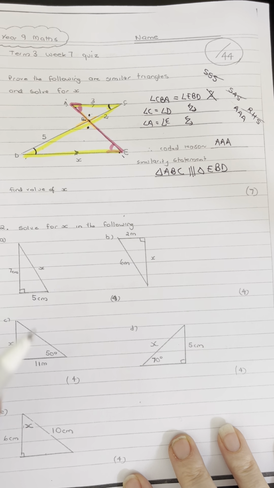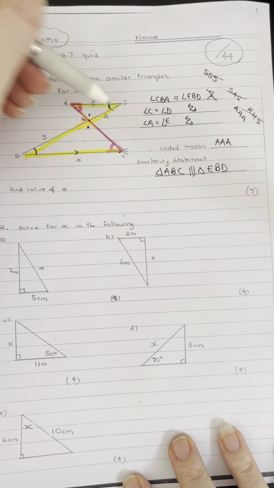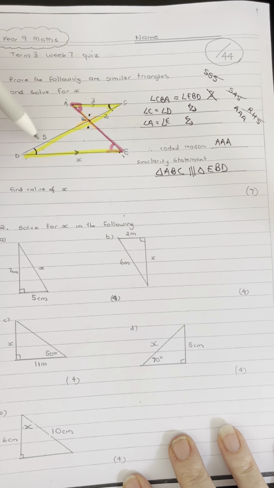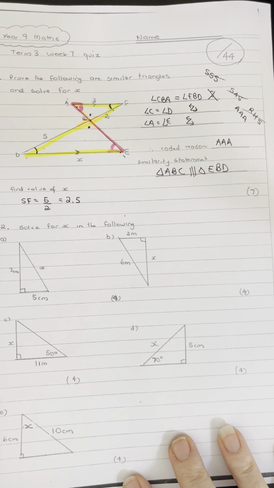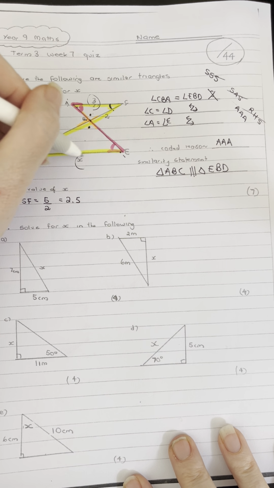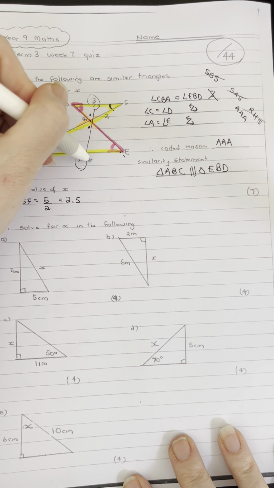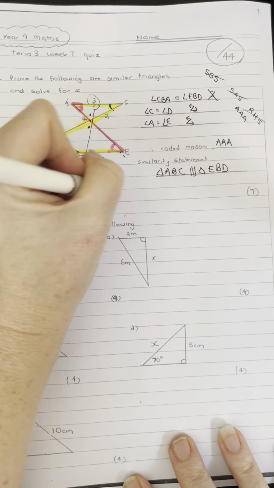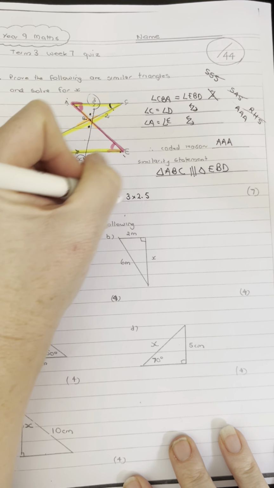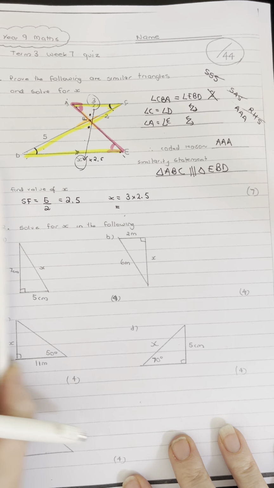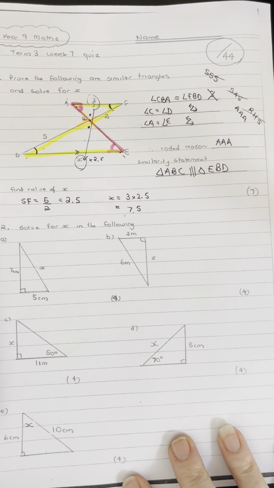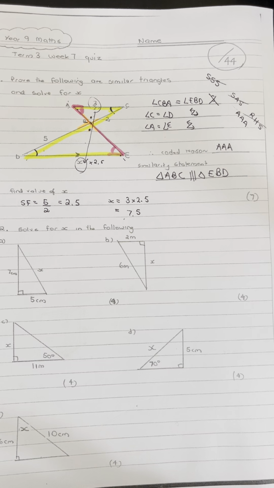Finding the value of x, I need to get the scale factor to be able to do that. And because I've got 2 sides that match or correspond to each other, that can help me find the scale factor. So my scale factor is going to equal 5 over 2, which is 2.5. Now, if I've got the 3 here, I can find the x by multiplying by that scale factor. So my x is going to equal 3 times 2.5. So I can grab my calculator and do 3 times 2.5, and I get 7.5 as my answer. I don't have any units, so I can just leave it as 7.5.